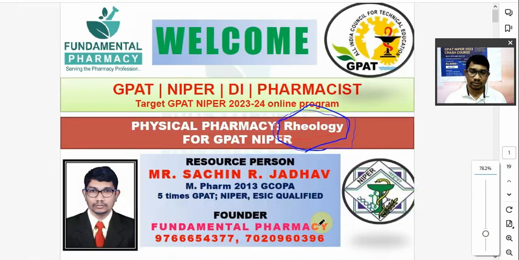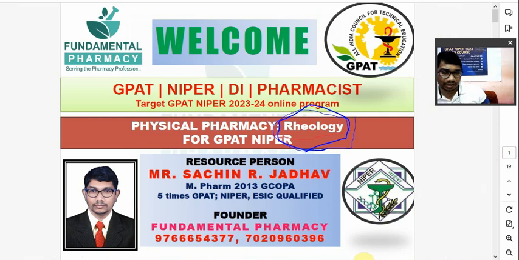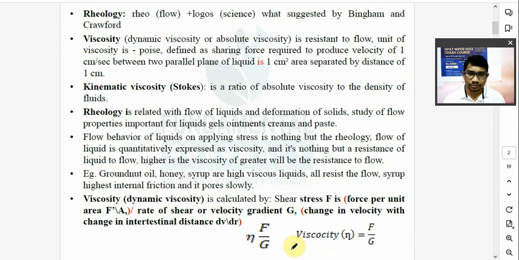In the last lecture, I have already told you how many chapters are important, like your micromeritics, rheology, chemical kinetics, phase rule, then colloids, surface tension, interfacial phenomena, then your colligative properties, etc. So all these chapters are very important. Out of that also, we'll see it one by one.